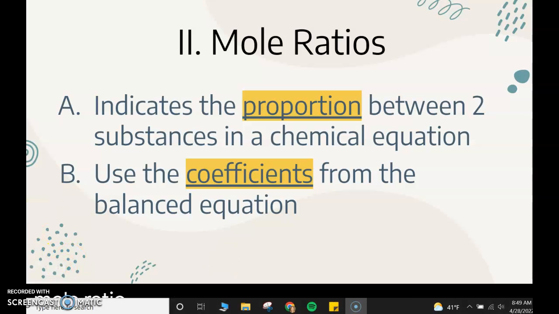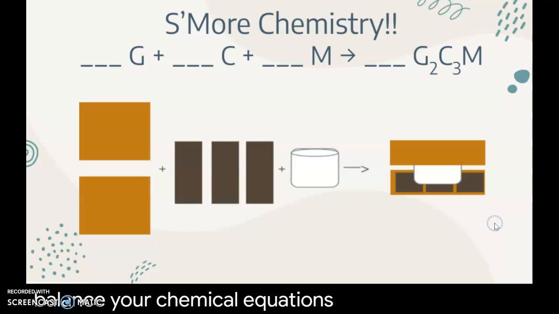So the mole ratio in that example I gave before about the burning of octane: for every 2 molecules of octane, we make 16 molecules of carbon dioxide. So that is the mole ratio. This is why you need to know how to balance your chemical equations.